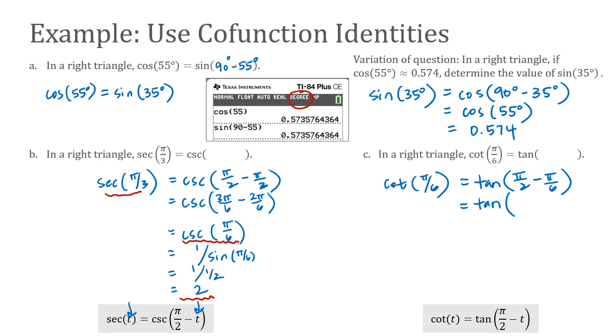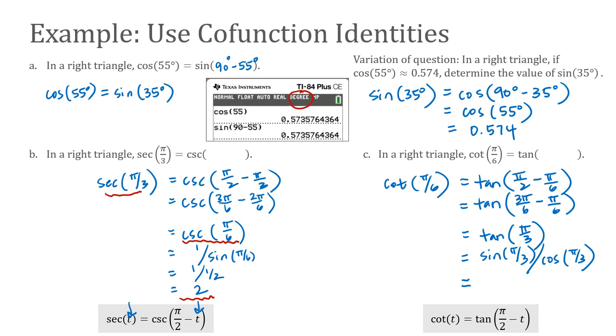Common denominator is 6. Pi over 2 turns into 3 pi over 6 minus the 1 pi over 6. And let's see, 3 pi over 6 minus 1 pi over 6 is 2 pi over 6, which reduces to pi over 3. And we know something about pi over 3. It's one of our special angles. We know that tangent is made up of the sine over the cosine. I'm running out of room a little bit here.